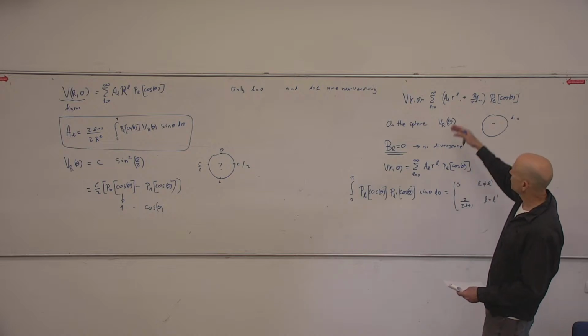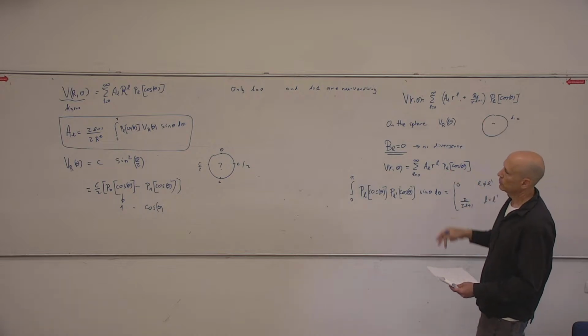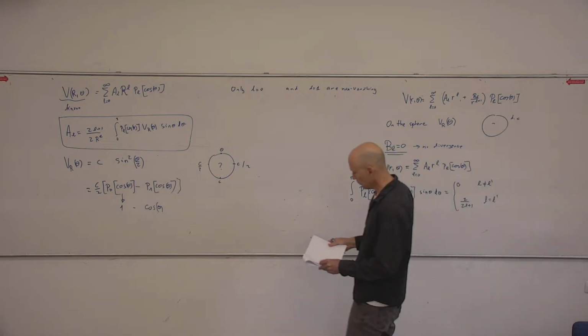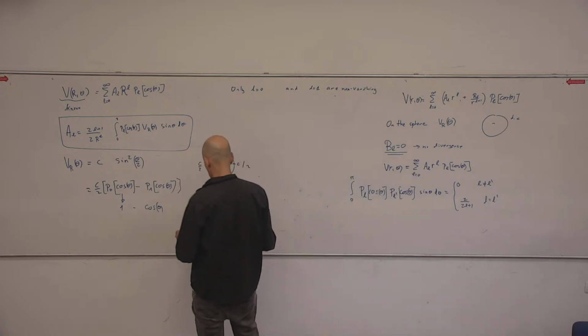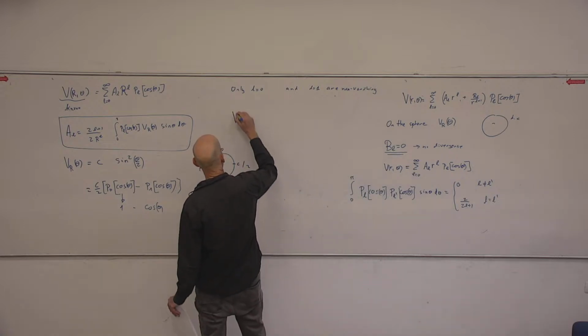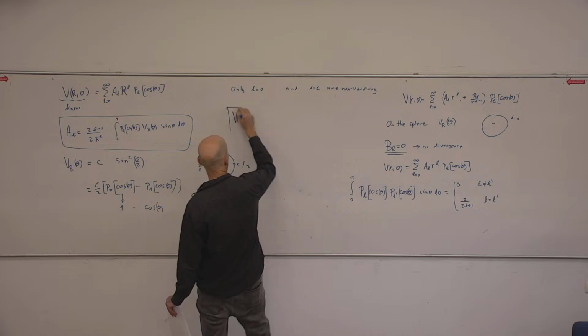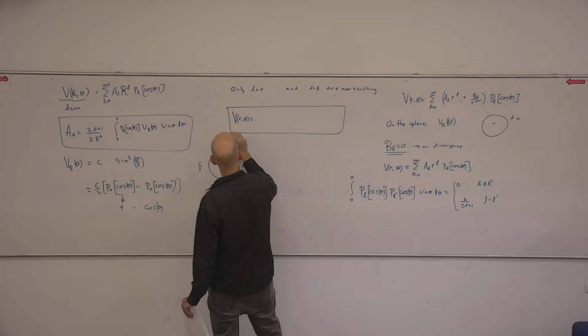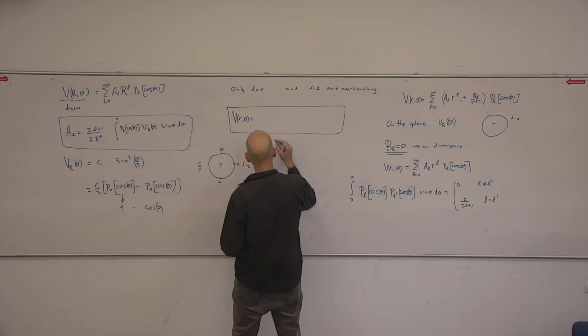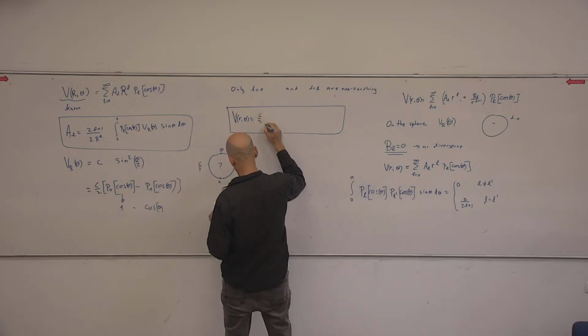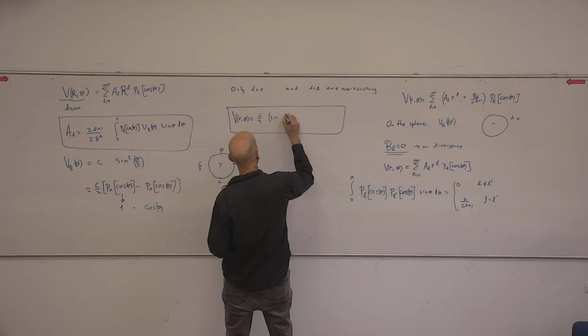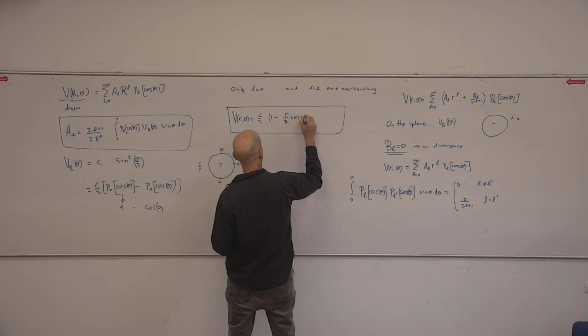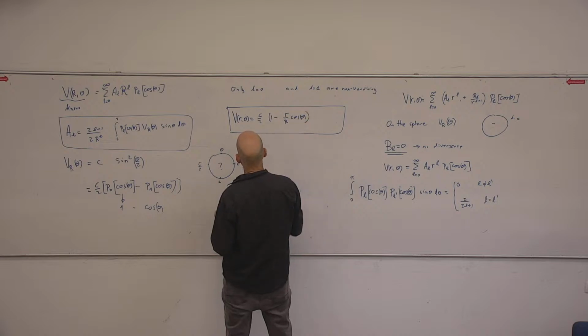And then instead of an infinite sum, I have only 2 terms. Then if I do this, I immediately get V(r, theta). You can do the exercise till the bitter end. It's 2 lines of algebra, which is given by C over 2 times (1 minus r over R cosine theta), and that's it. That's the solution.